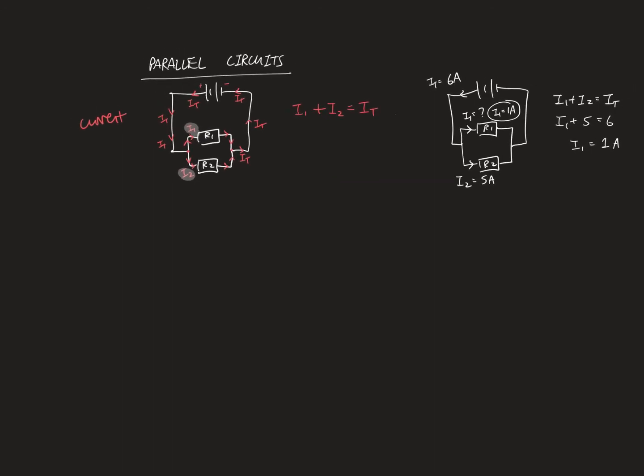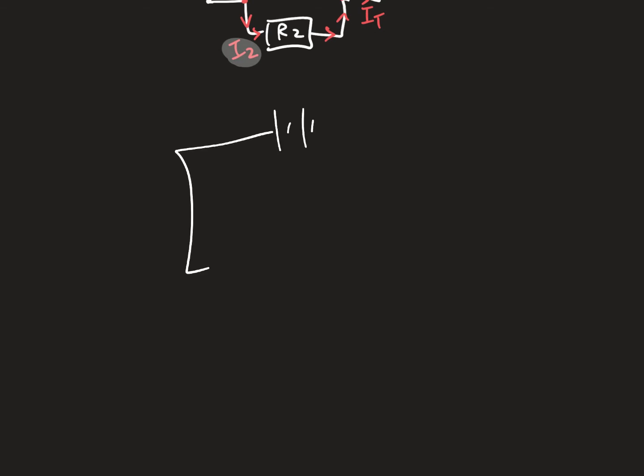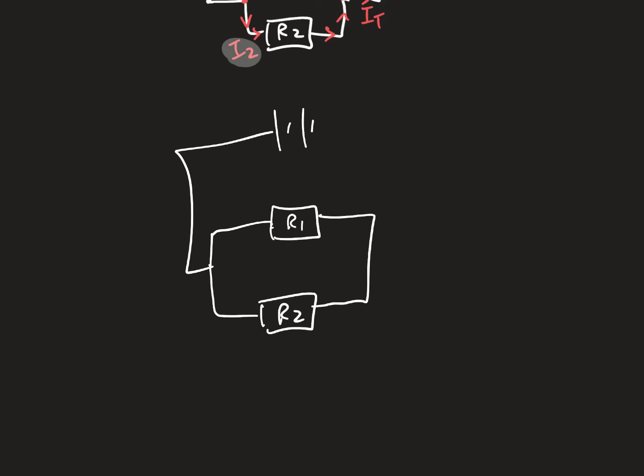Okay, so now let's move on to the next part. We looked at current. Let's go on to potential difference. So let's go back to that same circuit, R1 and R2. And let's give values this time as we did before. Let's call this a 9 volt battery. Then we can label 9 here and 0 here.